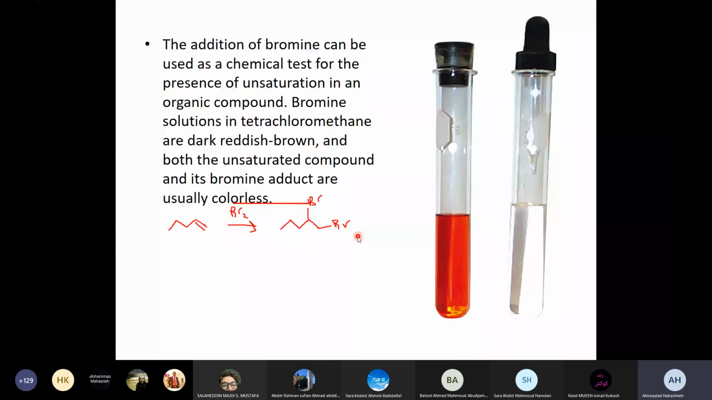If you have a compound and you react it with Br2, and the color of Br2 is discharged when you add it to the compound, this means that the compound has a double bond, at least one double bond.